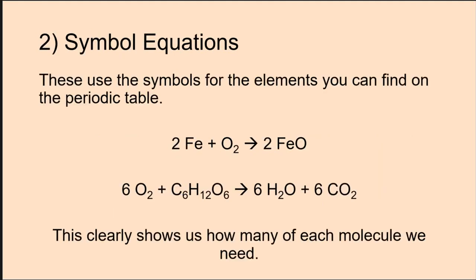The second way we can show chemical reactions is symbol equations. These use the symbols for the elements which can be found on your periodic table in your handbooks. The big numbers in front of the molecules just tell you how many molecules of each we need for that reaction to happen. So we have 2 iron plus oxygen goes to 2 iron oxide, as well as 6 oxygen plus glucose goes to 6 water plus 6 carbon dioxide. You don't need to remember these yet, but they may be useful for you to write down as examples in your book.